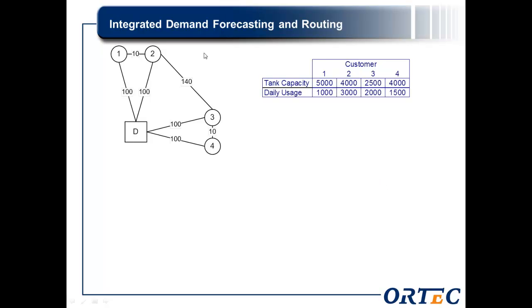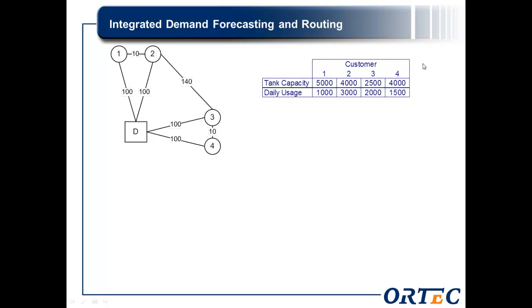What we're going to talk about now is the integration of demand forecasting and routing and the core concept that is behind Ortek's inventory routing release. And to do this, I just want to take a look at this very simple model. On the left here, we have a picture of what we're talking about. One depot or source point. We have 4 different customers, and these numbers represent the distance between each one of these points.